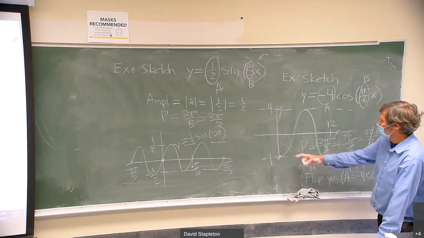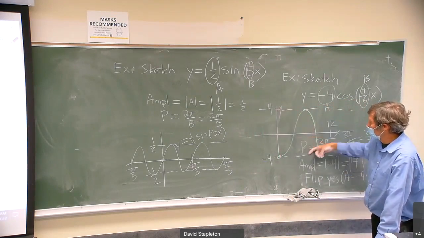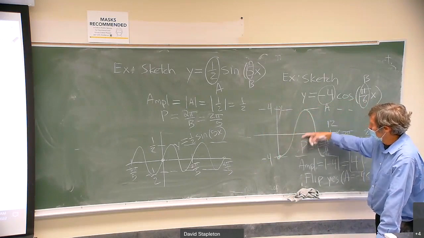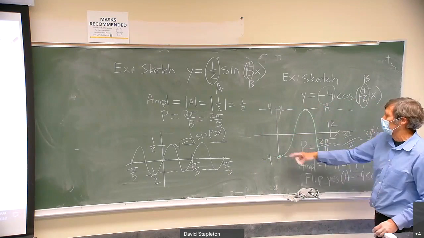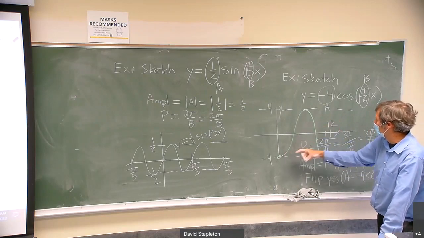So the sine will start at the origin and go up and down. The cosine will start at the top and go up and down. The flip, and then you flip them upside down. The sine will start down like that, or the cosine will start at the bottom instead of the top. So here's a flipped cosine starting at the bottom. And all you have to do is draw the cosine upside down starting at the bottom.